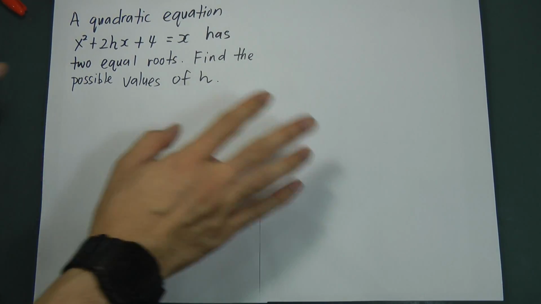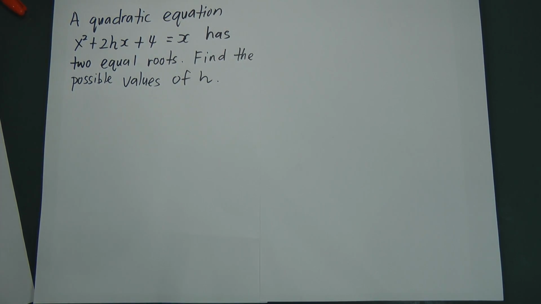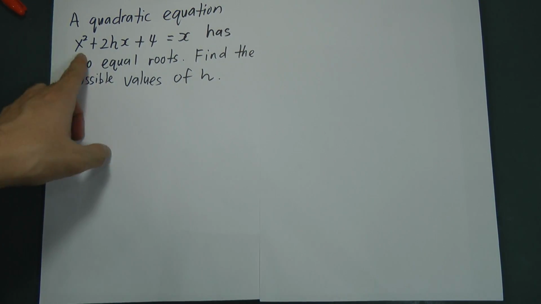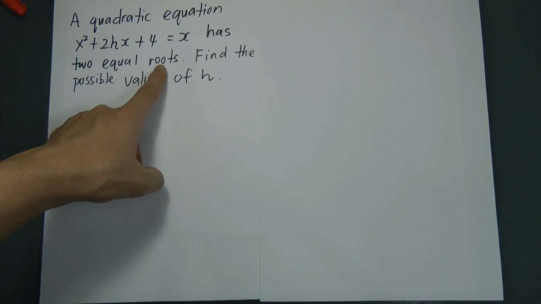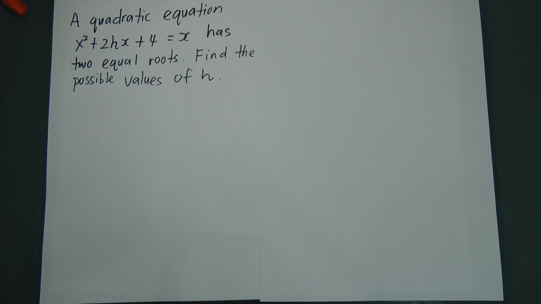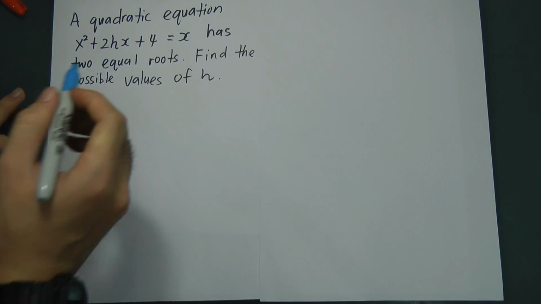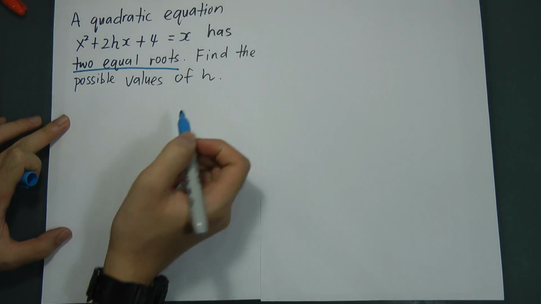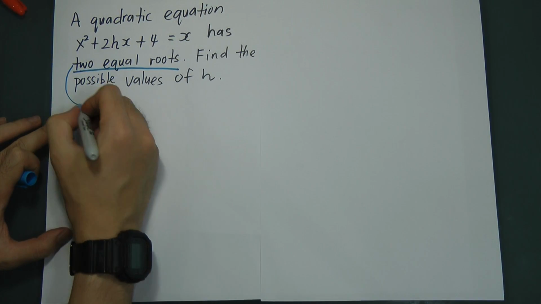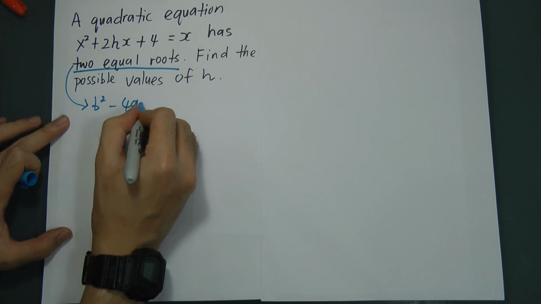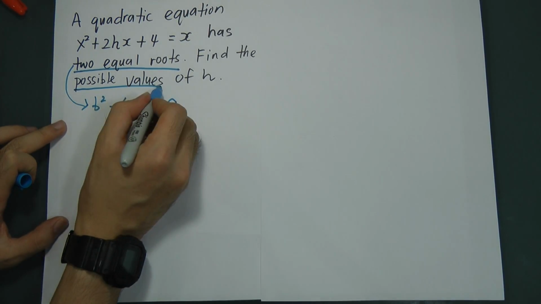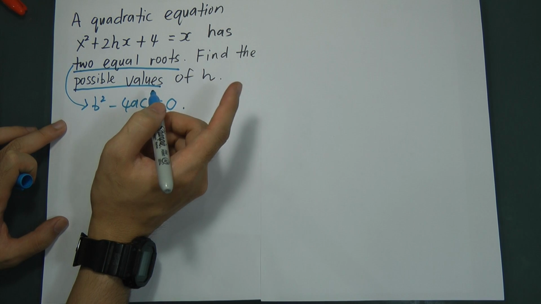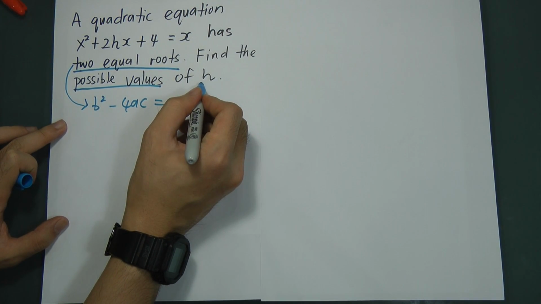This is one of the partial questions, or very similar to a partial question. Here, it gives you a quadratic equation, x squared plus 2hx plus 4 equal to x, has two equal roots. Find the possible values of h. A very important keyword here is two equal roots, so the first thing that comes to my mind is b squared minus 4ac is equal to 0. But in this case, it says find the possible values, which means you will have more than one possible value of h.